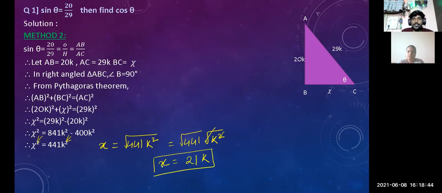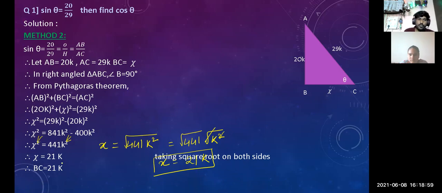Did you understand this? Yes or no? Okay. So x is 21k. So BC, what is x? x is this BC. So here instead of x, I'll write 21k. Clear? Okay.